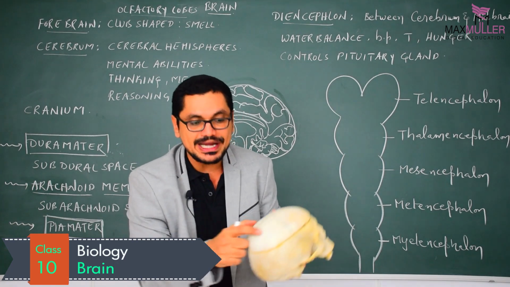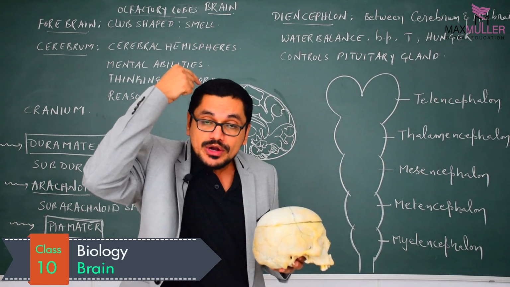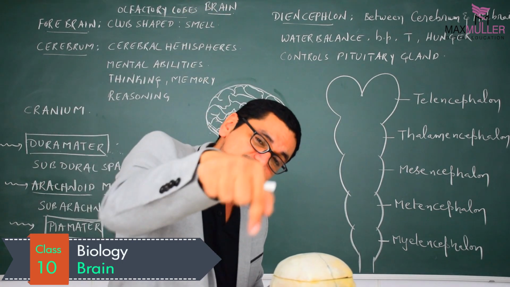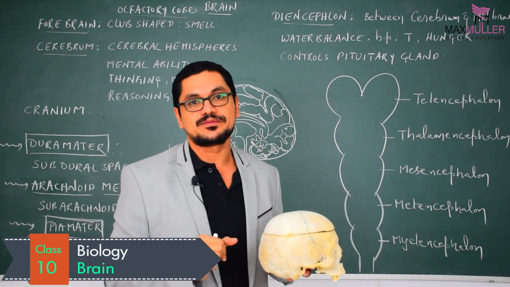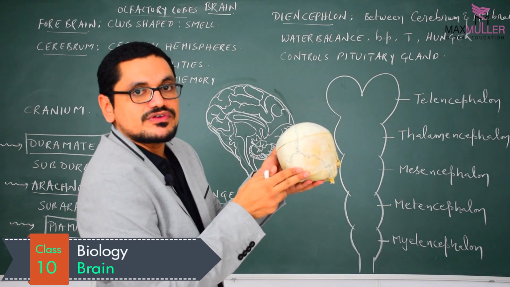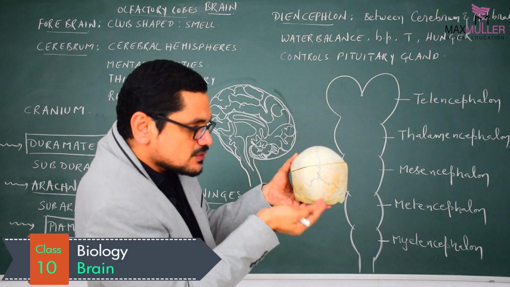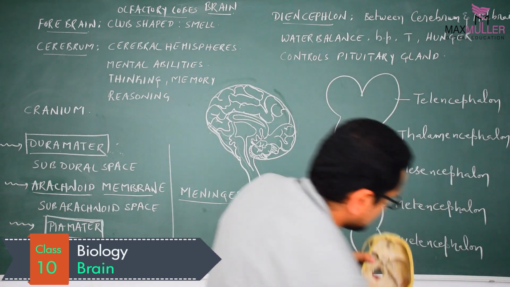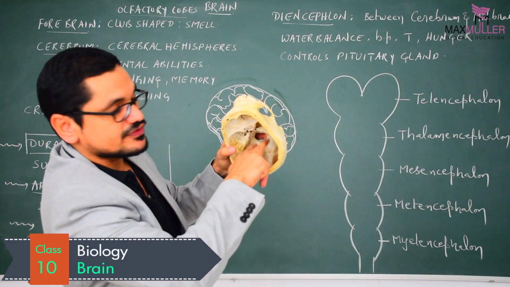These two bones are called parietal bones. And the brain which is present behind this will become the parietal part. And this is the occipital bone of the skull, and the brain which is present inside here, this area, is the occipital lobe of the brain.